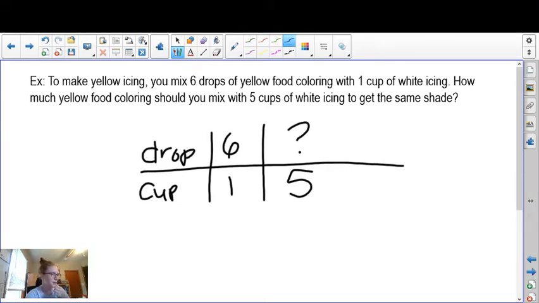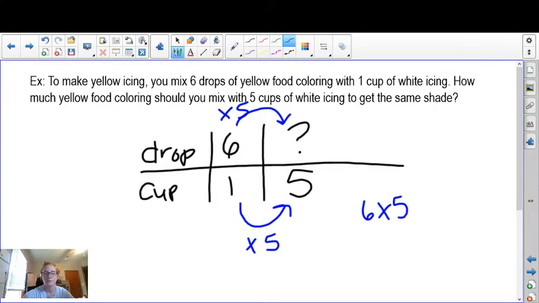And then I'm going to go to my blue. So from 1 to 5, remember we were using multiples, so I multiplied by 5, because 1 times 5 is 5. So to figure out the amount of drops, I need to do the same thing and multiply by 5. So 6 times 5 is 30. So I need 30 drops.